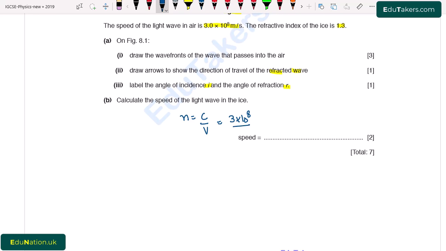And we have to calculate the speed of light wave. It means that we have to calculate v. So by rearranging, v will be equal to 3 × 10^8 divided by n, that is refractive index, and it is 1.3. So the speed of the light wave comes to be 2.3 × 10^8 meter per second. So this is the value of velocity. I write here 2.3 × 10^8 meter per second.